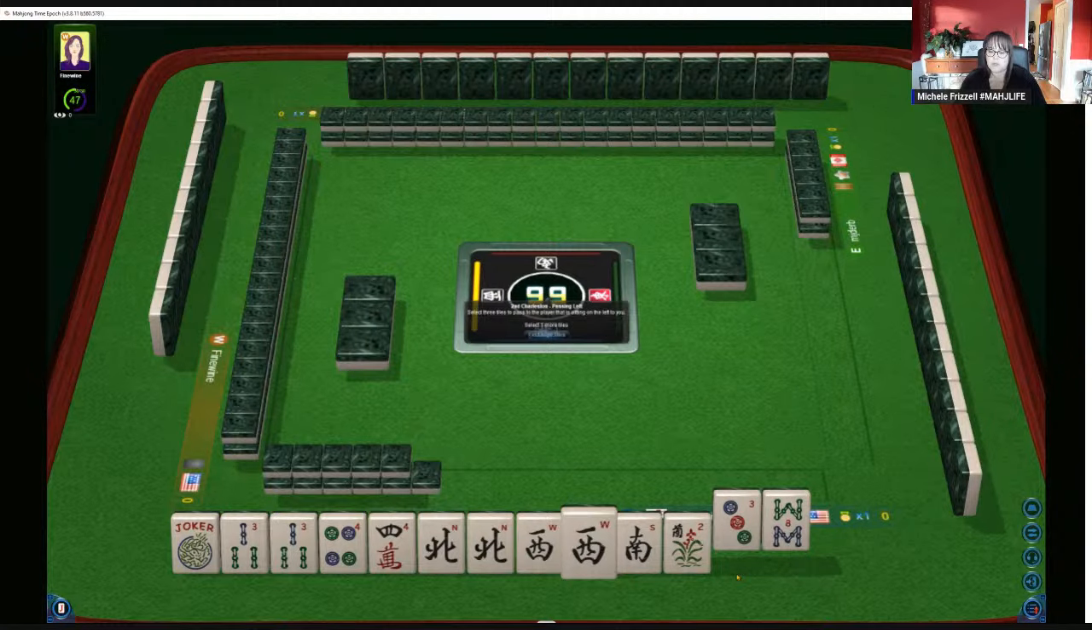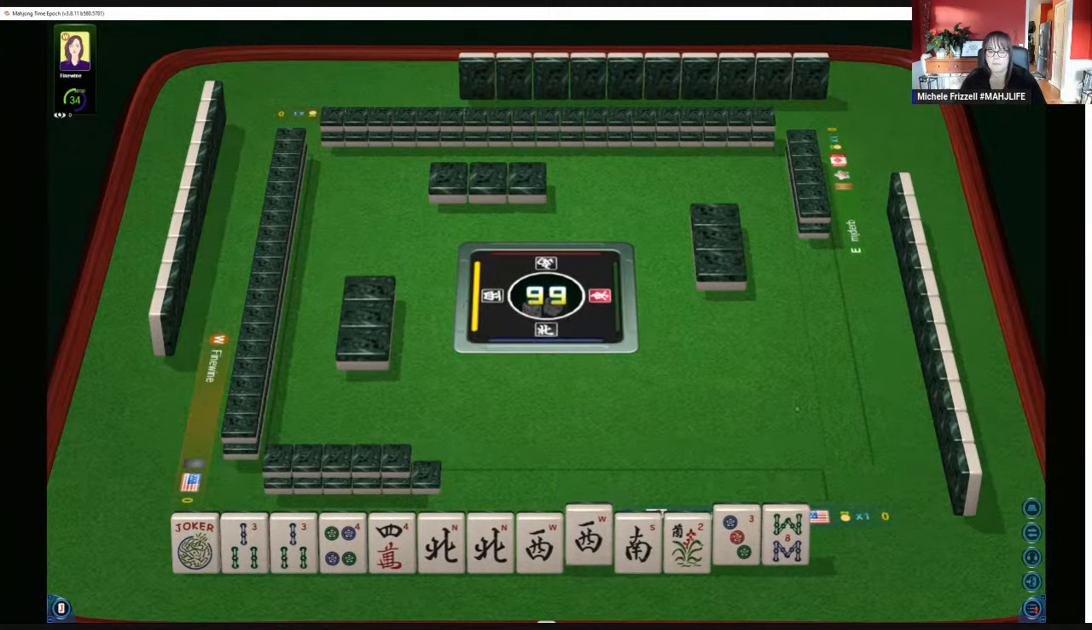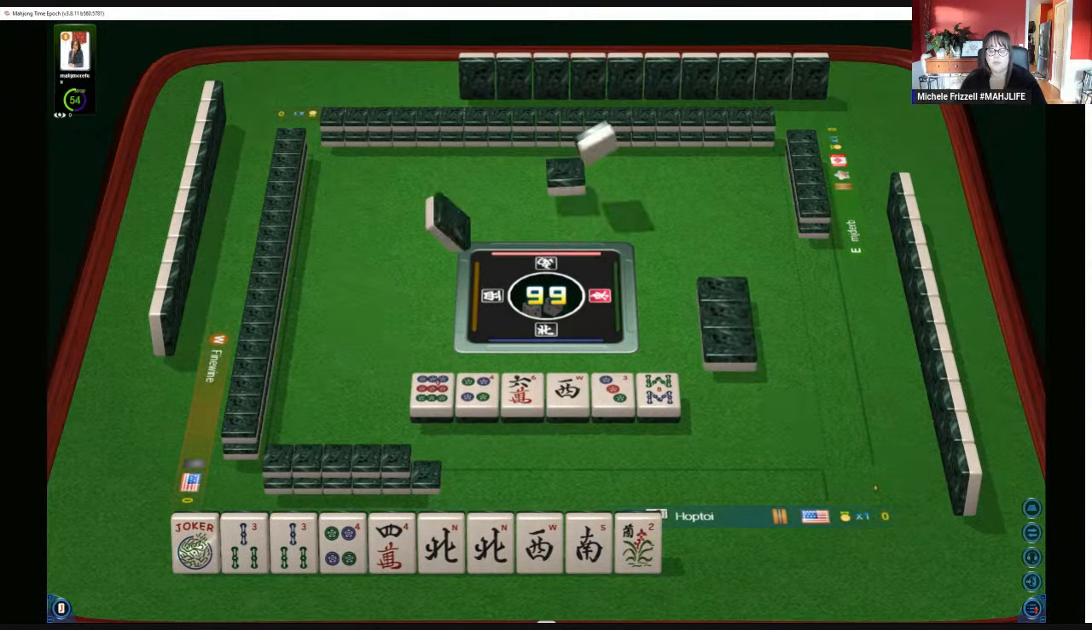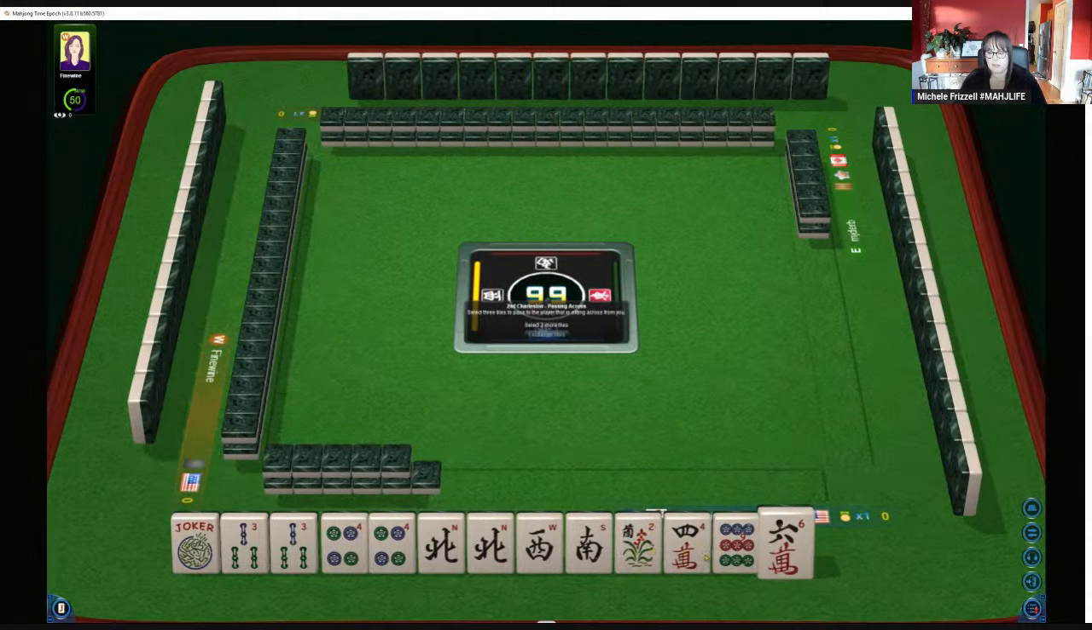We could switch to all winds. We have a gap, no east. 3-bam pair. Let's let the west go. We could always change our mind. Got the 4 dot. All right, now we can let the 4 crack go. And then we'll pass 4-6 north.